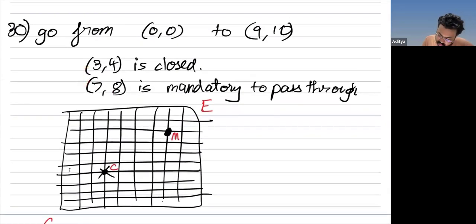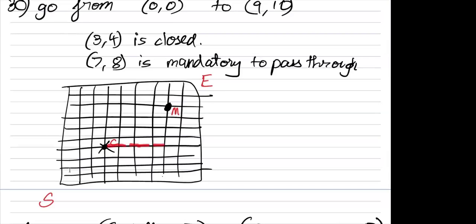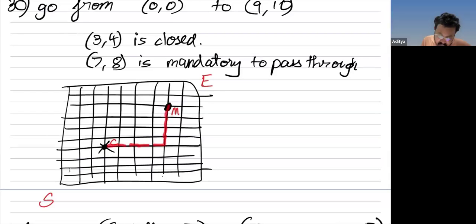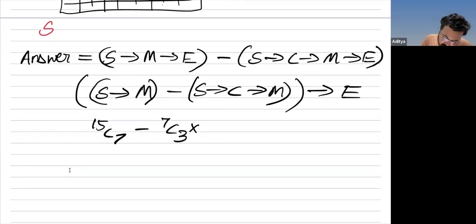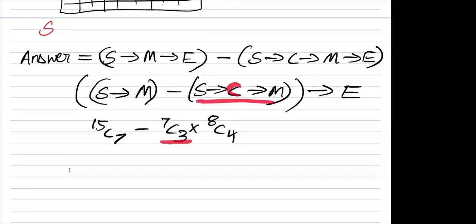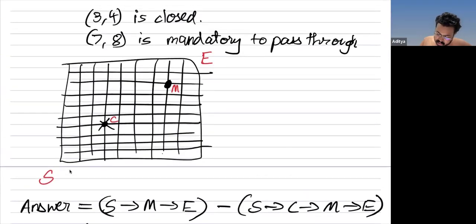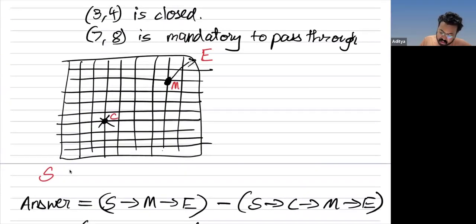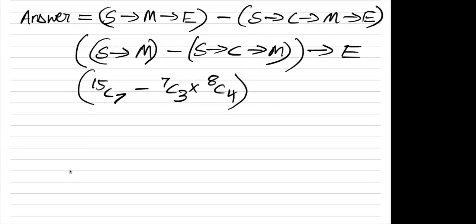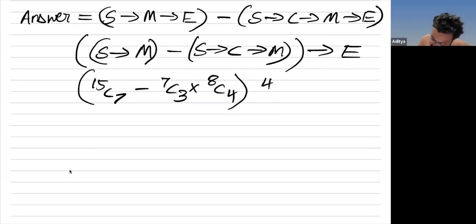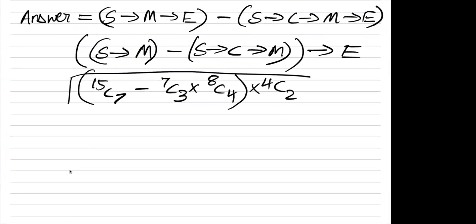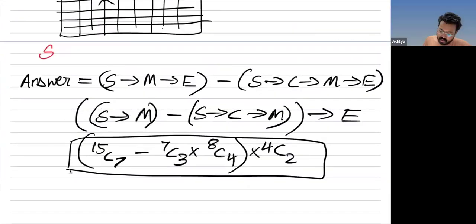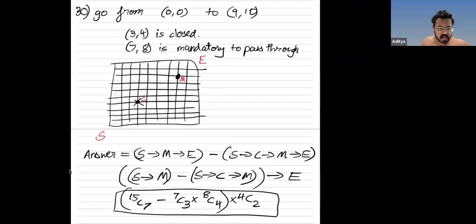There are about 4 horizontal lines over here and 4 vertical lines over here, and you'll finally get 8C4. So this was the number of ways to go from start through the closed point to the mandatory point, which you will multiply with the number of ways to go from mandatory to the end point. So this will become 4C2, and this will be your answer. You don't need to calculate any further beyond this. You can leave the answer like this.